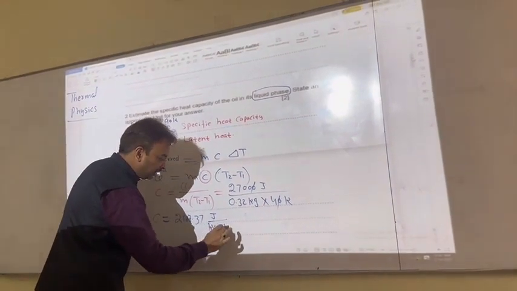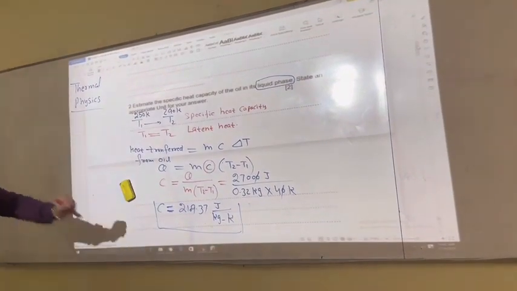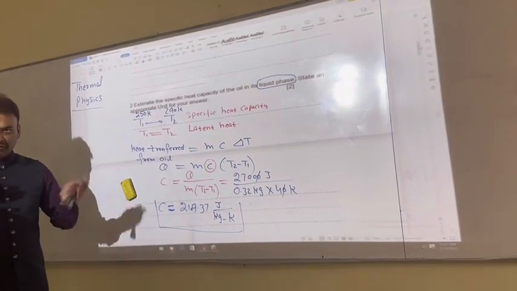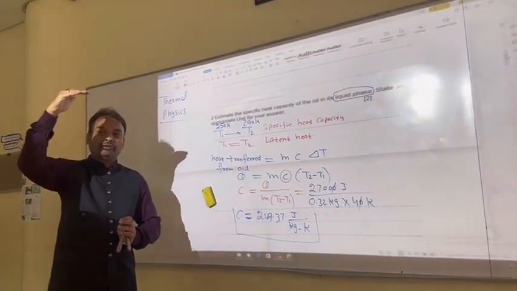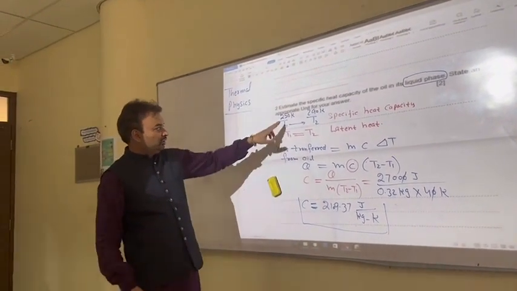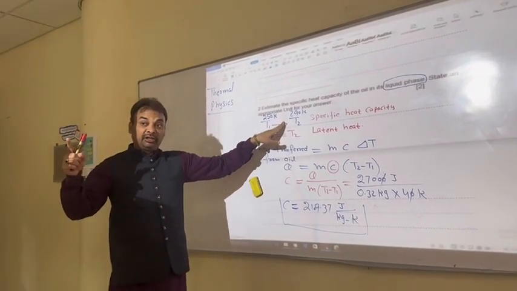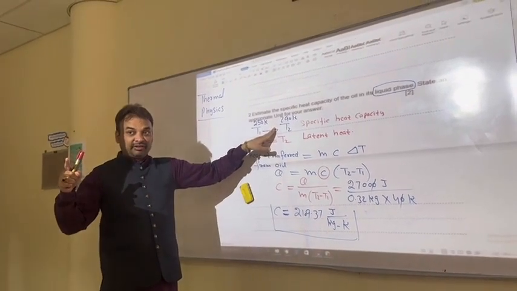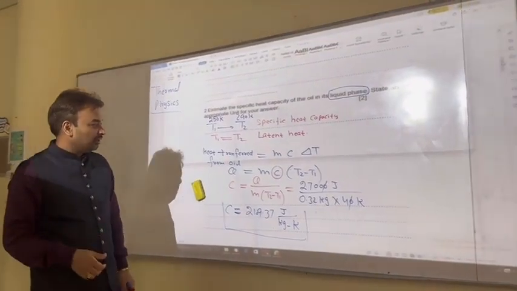So this is the specific heat of this liquid, which is kept inside the refrigerator, and finally the temperature is reduced from 290 Kelvin to 250 Kelvin. You see, from 290 Kelvin to 250 Kelvin, the time is 30 minutes. Okay? So let us see the other part.